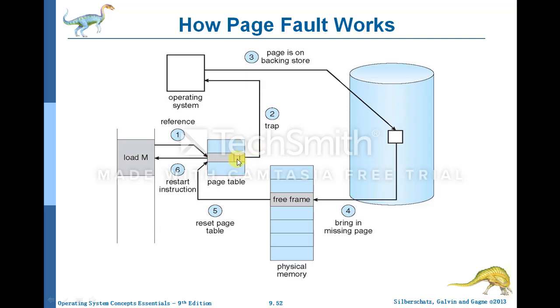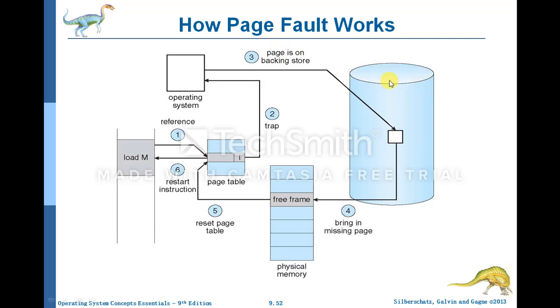The page table then sends it to the operating system. In this part, it verifies first whether the reference is invalid. If it is invalid, it is automatically aborted. But if it is just not in memory, then the process continues and the operating system takes charge now and gives control to the disk, where the page is on the backing store.